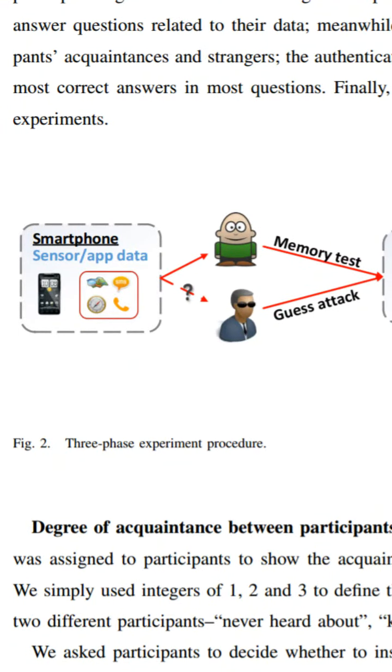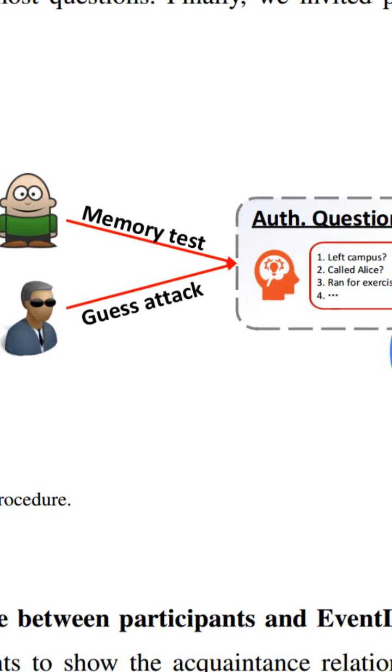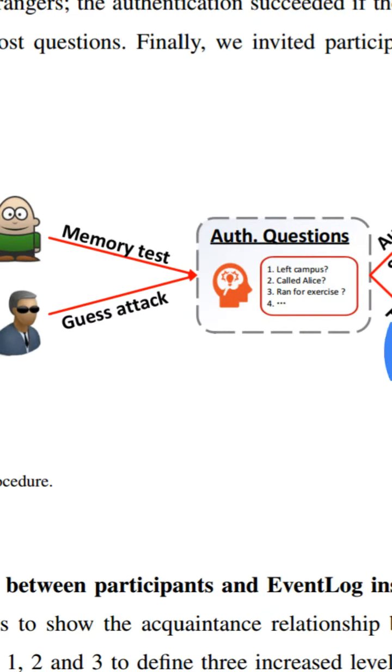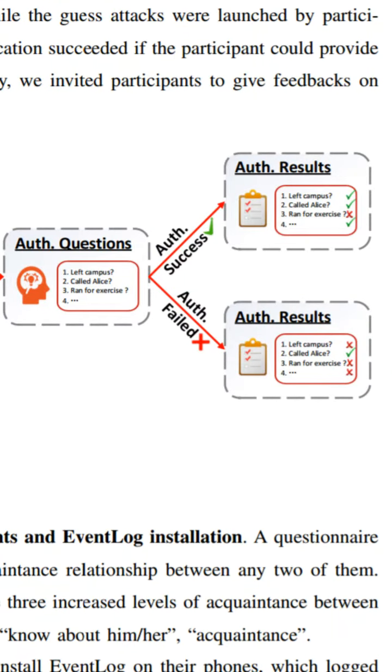Our smartphone app will have a local database which contains the sensor and app data stored while monitoring it. Memory test and guess attack. Actually, when type 4 authentication questions are asked here, only the authenticated user will know the answer to most of the questions, and others who try to move ahead with a guess will fail.